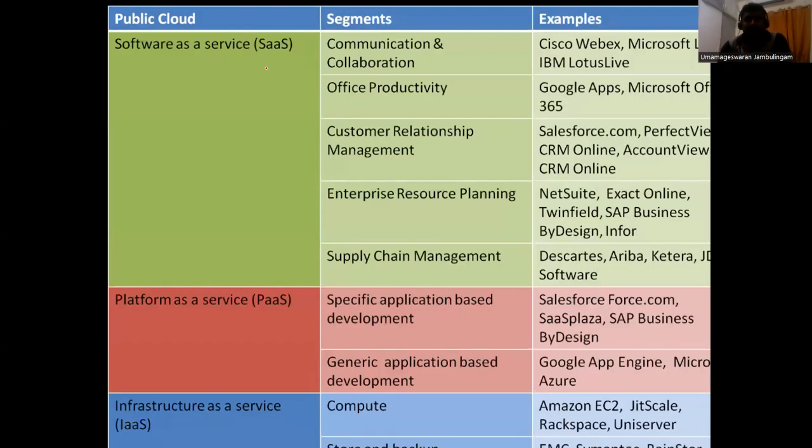And the types of services: what types of services does the cloud service provider provide? As I told you, SaaS, PaaS, and IaaS, which means software as a service, platform as a service, and infrastructure as a service. Software, in the sense of a lot of software like Google Apps, Microsoft Office 365, Cisco WebEx, and then Salesforce. So you have come across a lot of software, right?